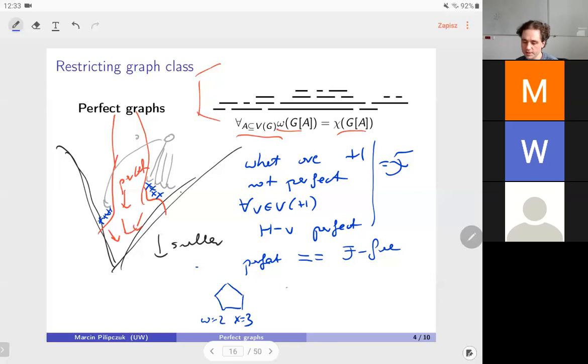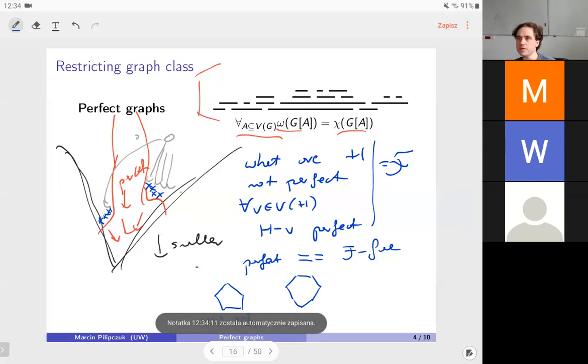And if you look at C7, again, you get omega equal 2 and chi equal 3. So these guys are not perfect, but if you delete any vertex, you get a path, and the path is perfect because it has got both omega and chi equal to 2. So these are definitely minimal.